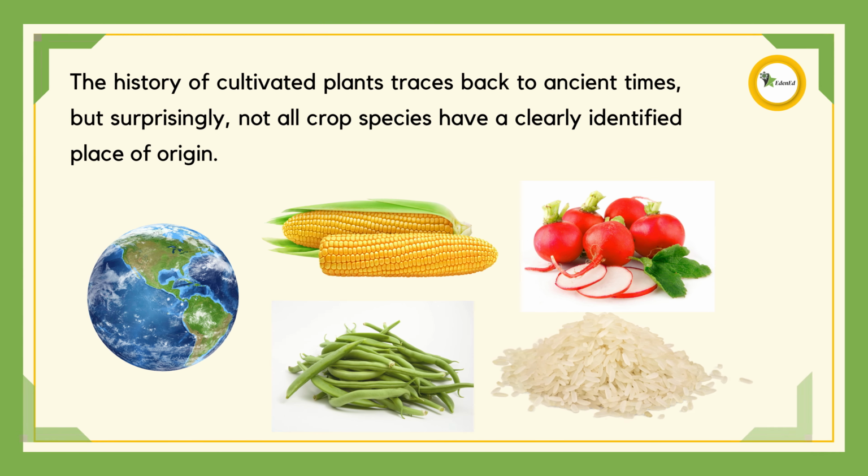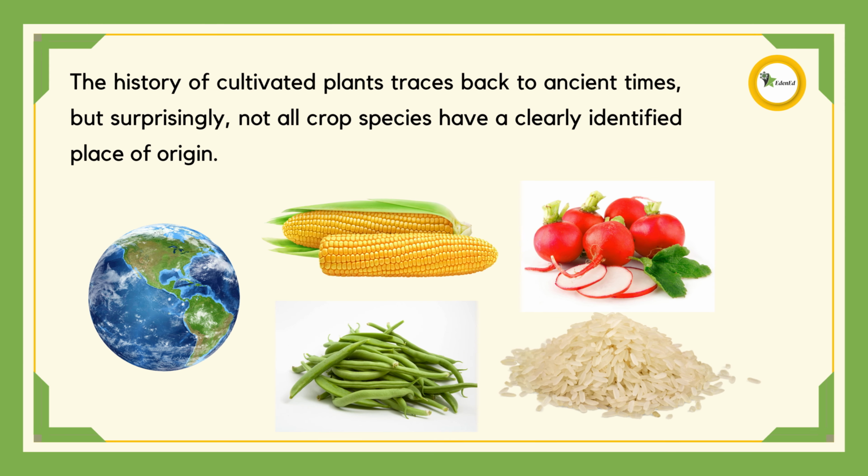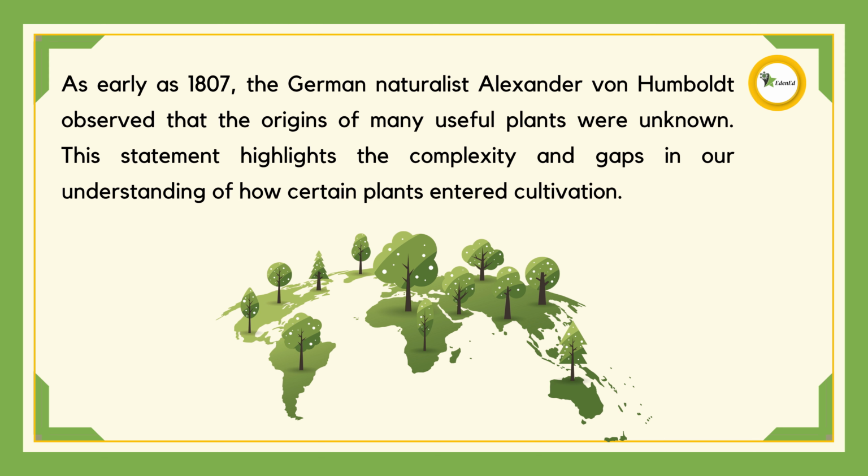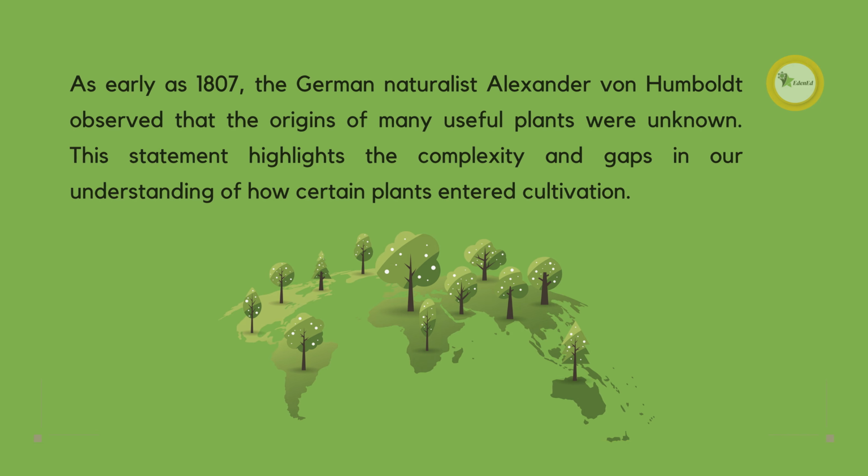The history of cultivated plants traces back to ancient times, but surprisingly, not all crop species have a clearly identified place of origin. As early as 1807, the German naturalist Alexander von Humboldt observed that the origins of many useful plants were unknown. This statement highlights the complexity and gaps in our understanding of how certain plants entered cultivation.